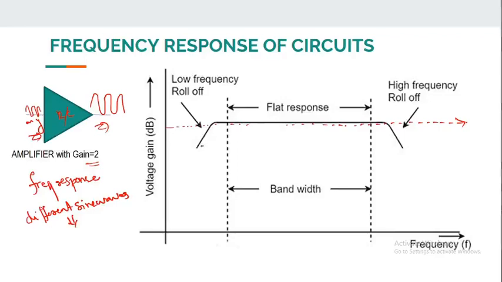Here we will take an example of a practical amplifier having a frequency response shown like this. This means that it will give the desired amplification from here to here only. With some margin we can take from here to here, or if a frequency in between is given here, it will get amplified.